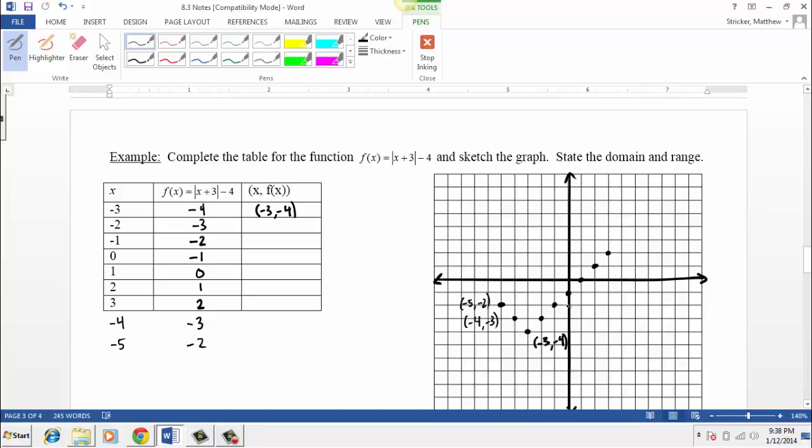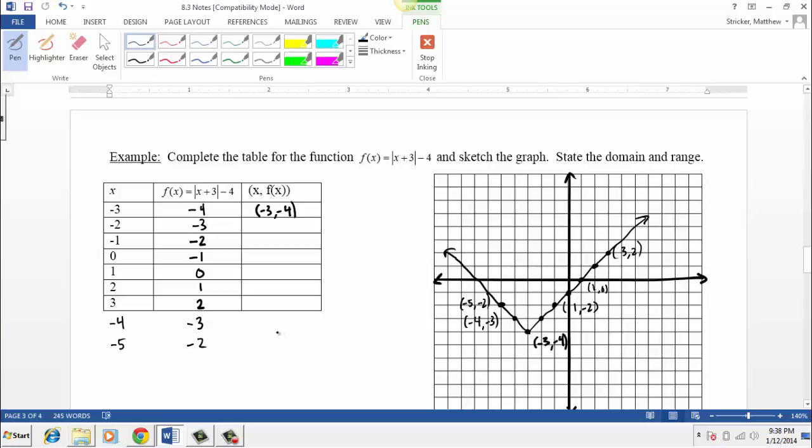Put some of these points in over here. This was 1, negative 2. This was 1, 0. This was 3, 2. You get the idea. This graph should look something like this. Okay, and again we see that V shape. It's in a different spot. This graph is in a different spot than the last one.